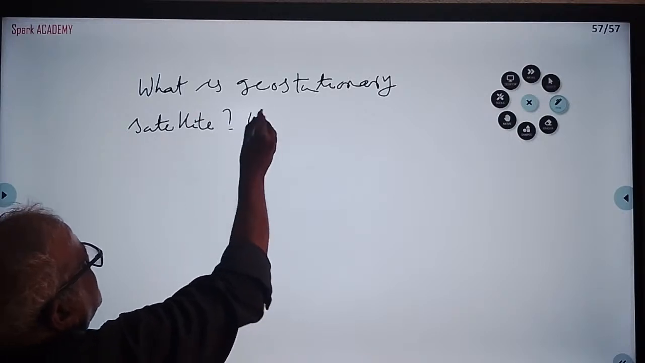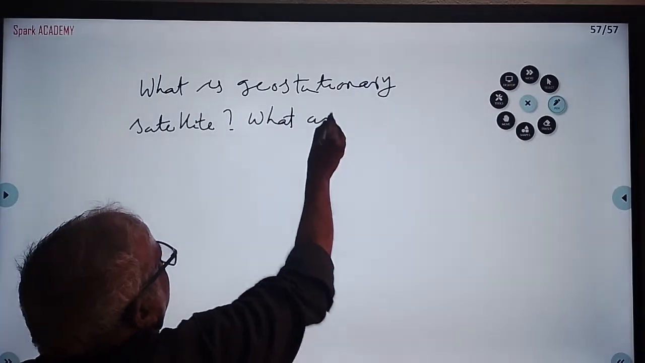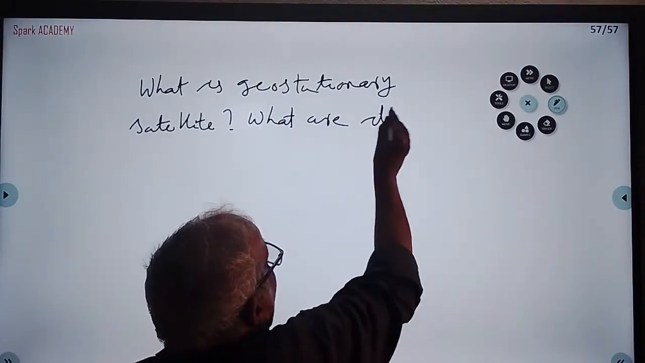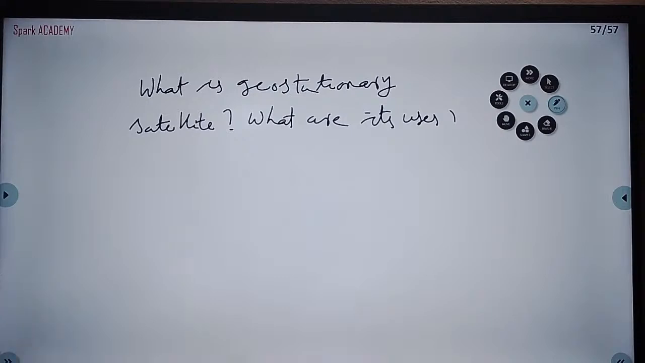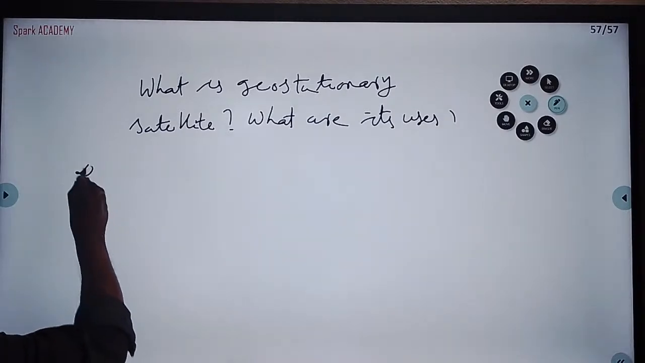What are its uses? This is a theoretical question. What is a geostationary satellite? What are its uses? This satellite is launched from a large height. What is a geostationary satellite? Definition.